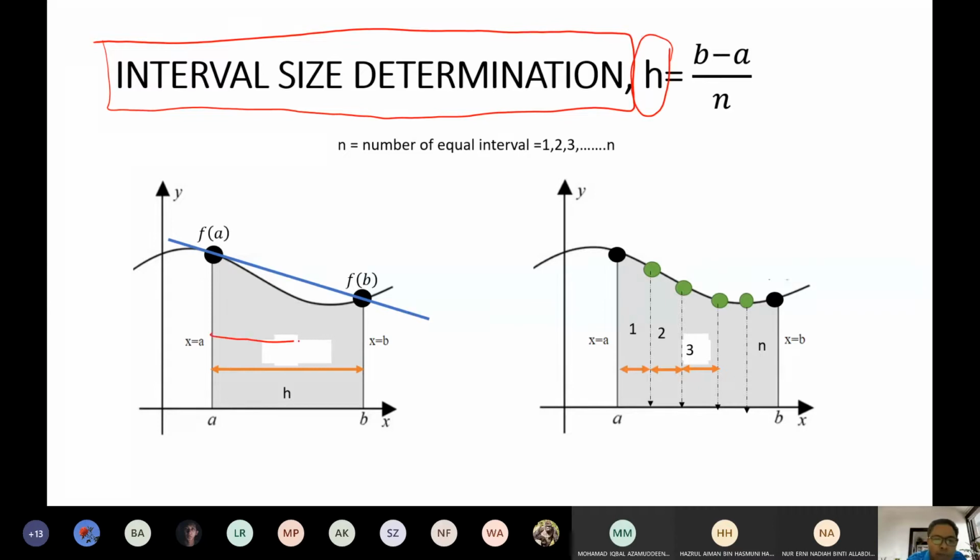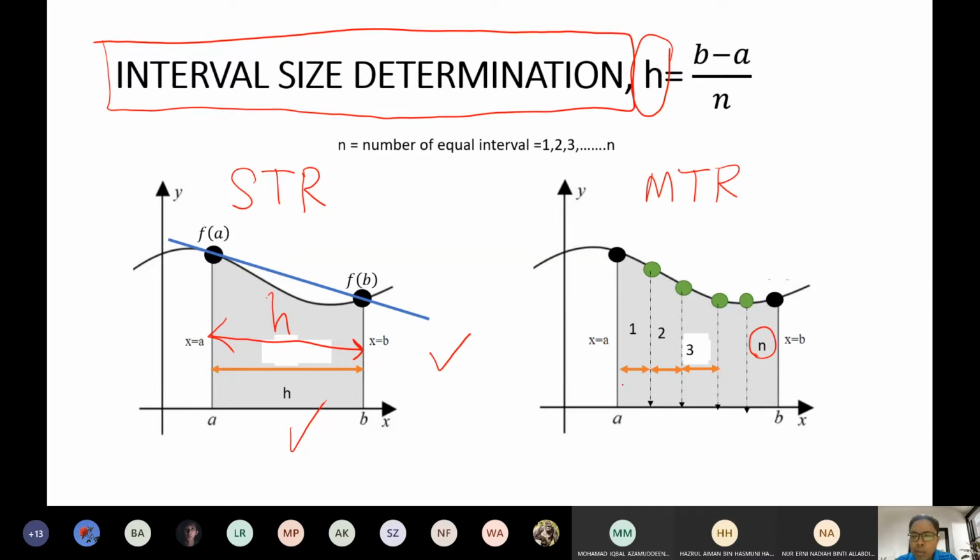h is the size of the interval that is defined by this arrow. The size from x equal to a until x equal to b for this diagram is denoted by h. This diagram is for the single trapezoidal rule. And the next diagram is for the multiple trapezoidal rule, where I divide the same area that you have in the first diagram into n equal trapezoids.